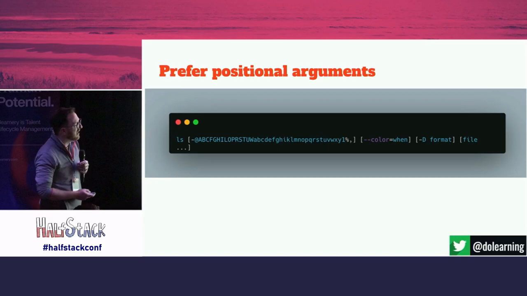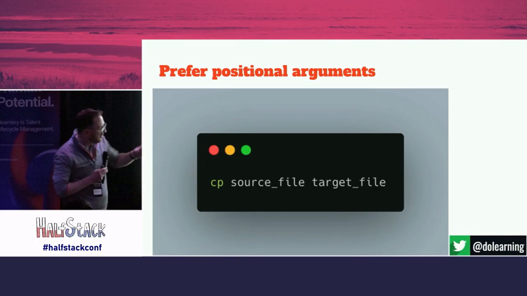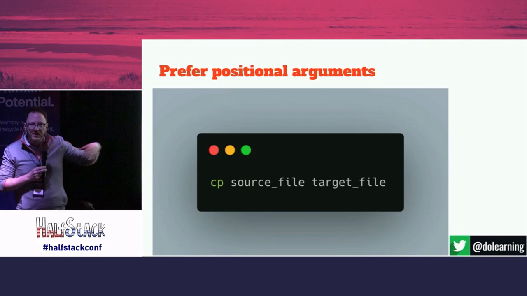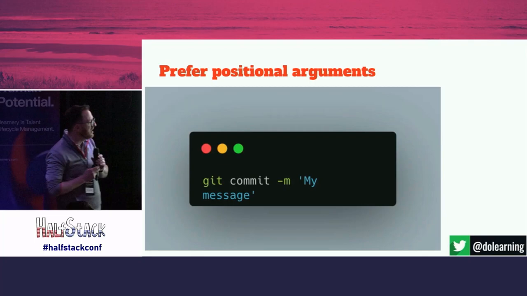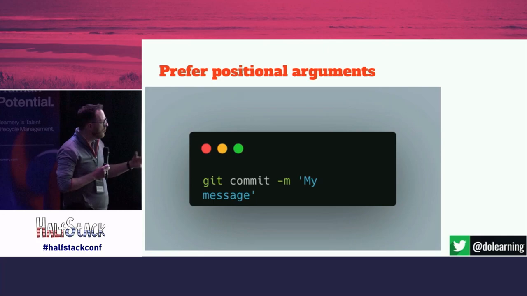But positional arguments are super handy. If we want to copy something from a source file to a target file, they kind of make sense there. But when you have more arguments, having an options-based approach, where you might have the option and the value, so commit -m and the message, and you can have other options, that makes our terminal tool really intuitive for our user.